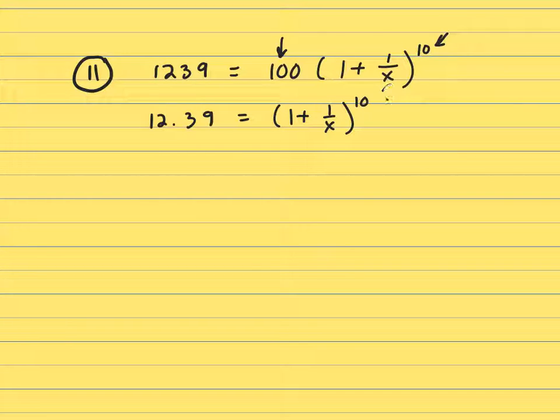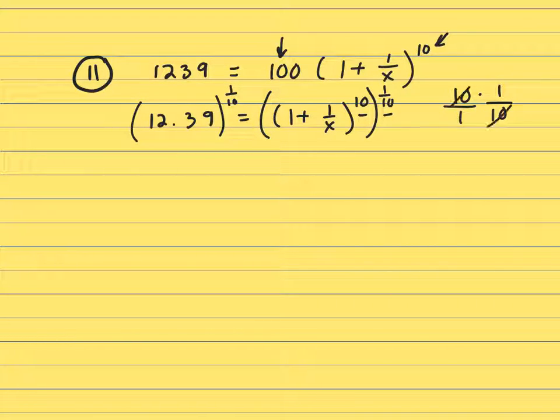That's a problem. So what I'm going to do is raise both sides to the 1 over 10. And the reason I'm doing that, you've got a power to a power, and laws of exponents says you multiply. And 10 times 1/10 is 1. So we've gotten rid of that 10 as an exponent. But of course, I have a 1/10 power on the left.